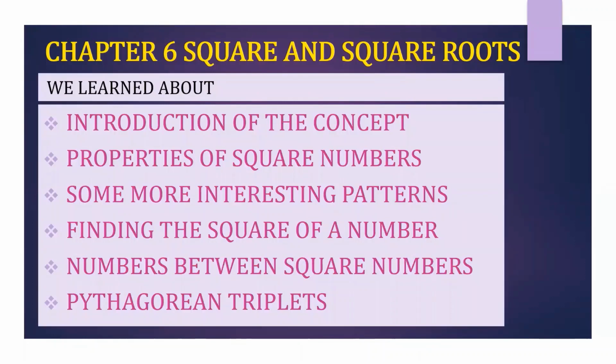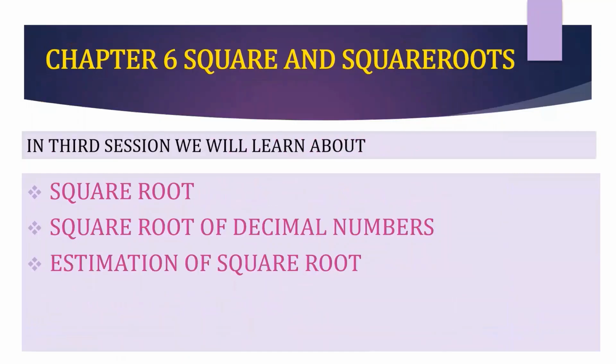Students, in the previous two sessions, we learned about the introduction of the concept, properties of square numbers, some more interesting patterns, finding the square of a number, numbers between square numbers, and we also discussed Pythagorean triplets. In today's session, the third session, we will learn about square root, square root of decimal numbers, and estimation of square root.